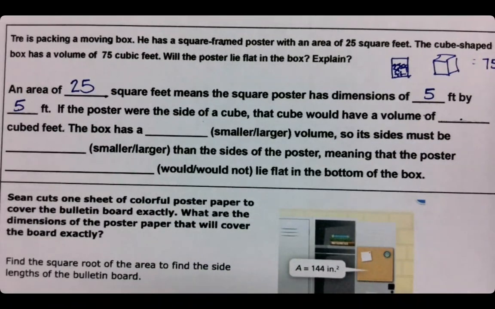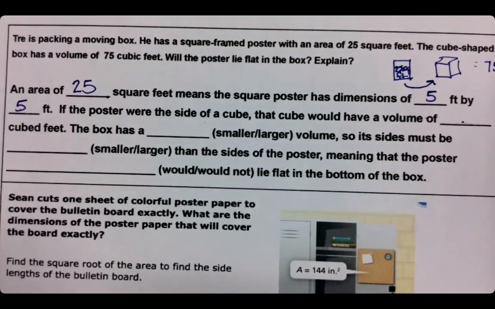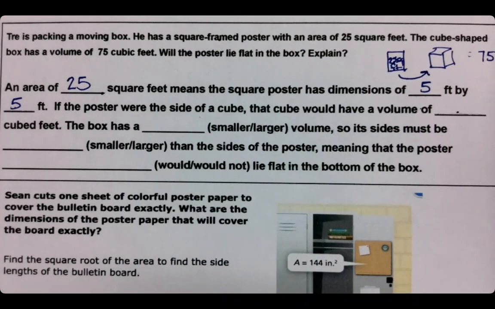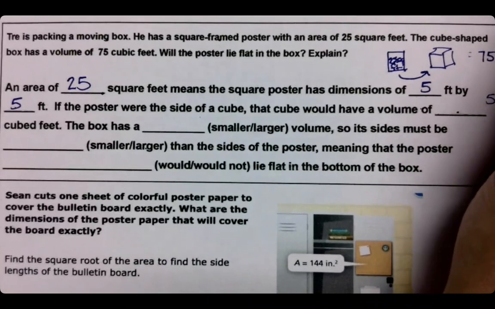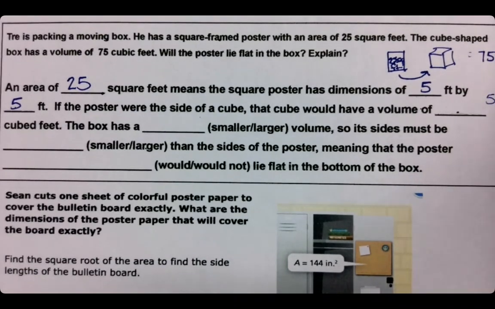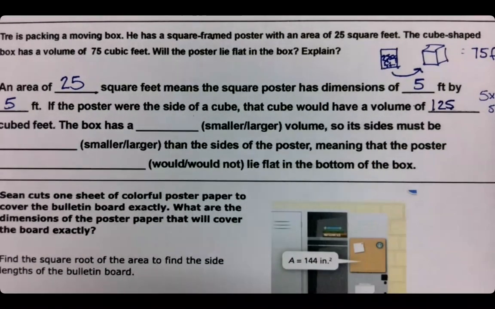If the posters were the sides of a cube, the cube would have a volume of blank feet. So they're saying if this were switched to a cube, right? Each poster side is 5. So if it were switched to a cube, it would be 5 times 5 times 5. Which we know is 125 cubed feet.